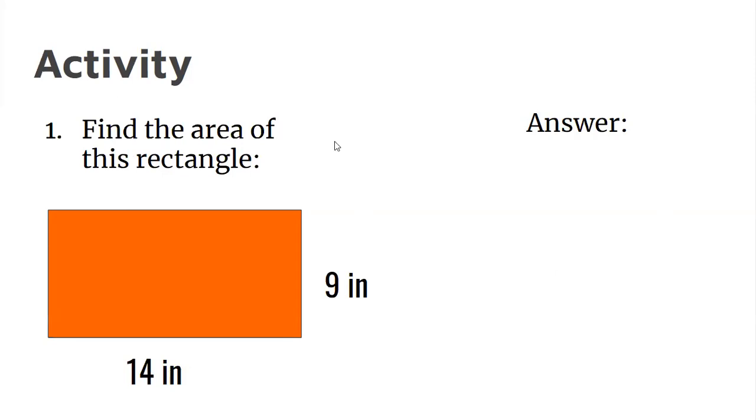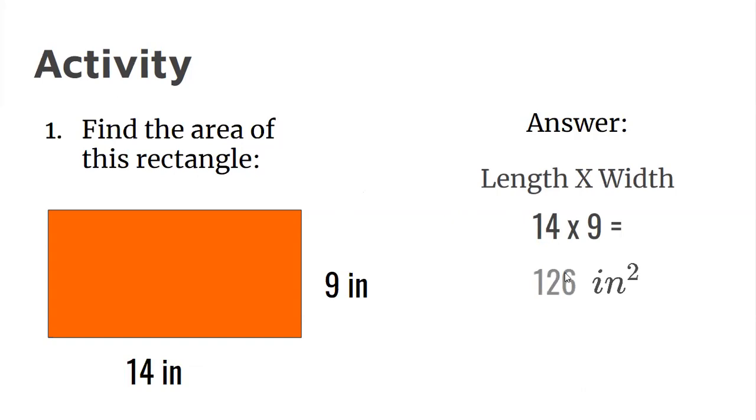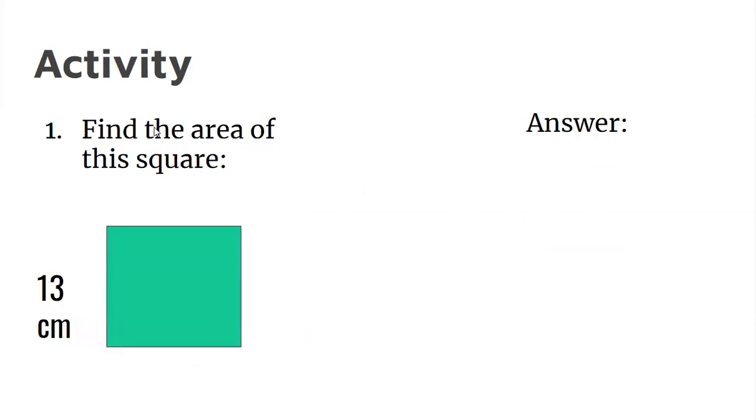Hello, and we're back. Okay, so the answers are, so I show my work, so we do length times width, because it's a rectangle. So you plug in 14 into length, 9 into width, 14 times 9 equals 126 inches squared. All right, so now next, find the area of this square with a side of 13 centimeters.